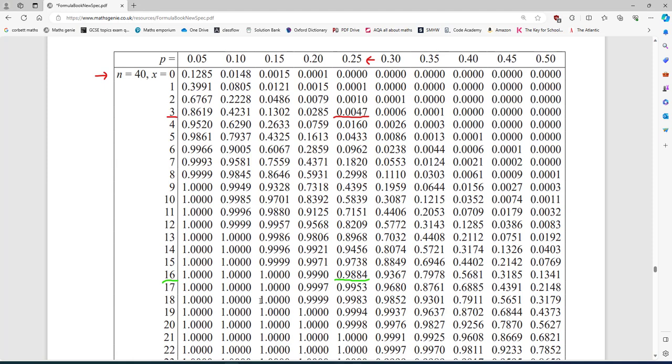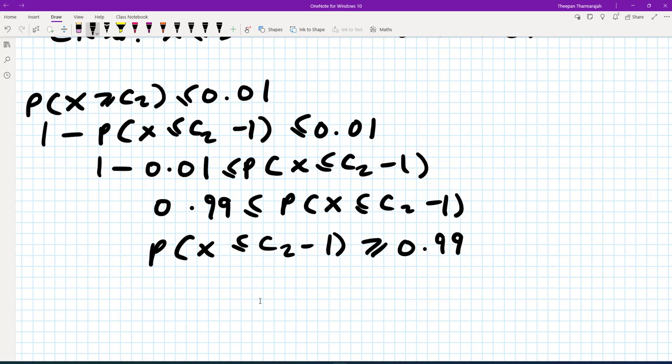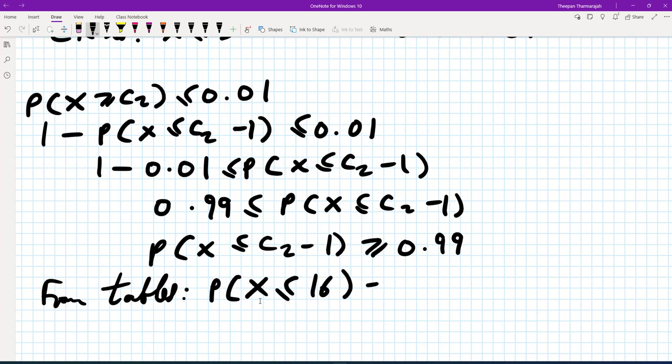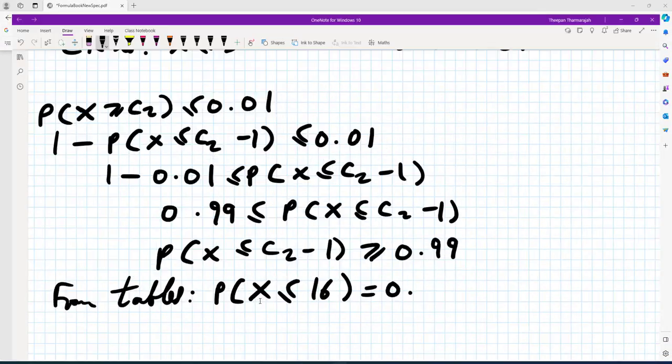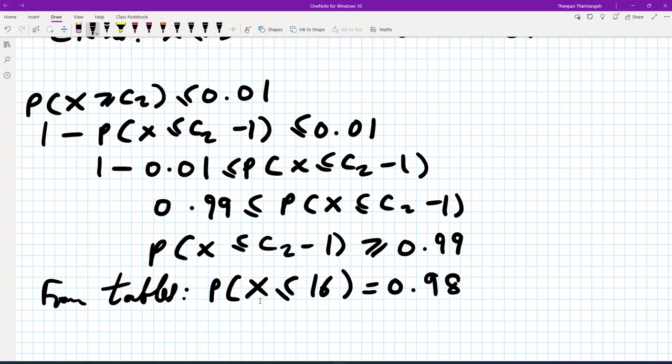So we're going to say from the tables again that the probability that X is less than or equal to 16 is equal to 0.9884. So we know that's the closest possible to 0.99. So I'm going to say closest to 0.99 from the tables.